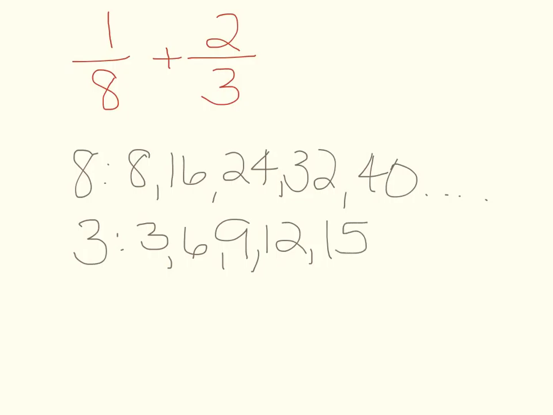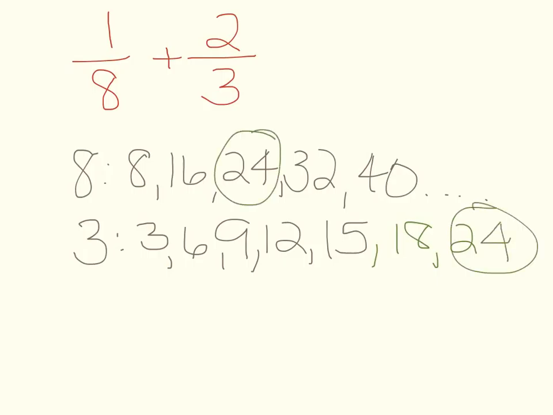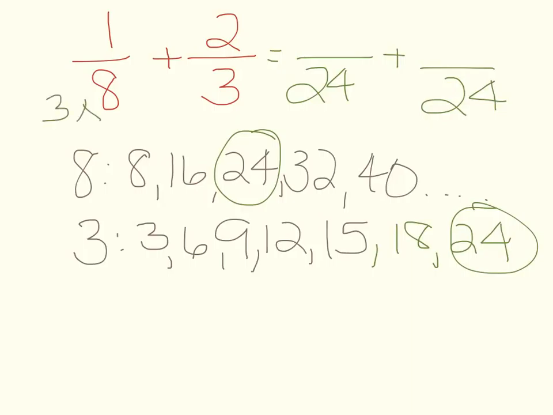So you see that we don't have any numbers that repeat, so I'm going to keep going with 18 and 24. So now I have my 24. That's my least common multiple. So I know that the denominator of both of these is going to turn into 24. So now I have to ask myself, what did I do to 8 to get 24? I multiplied it by 3.